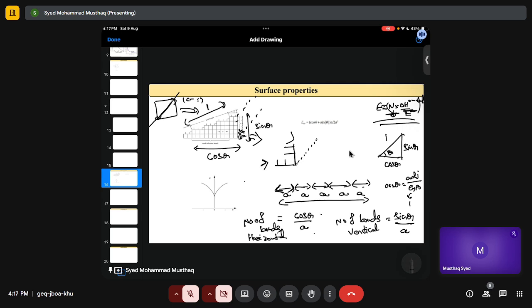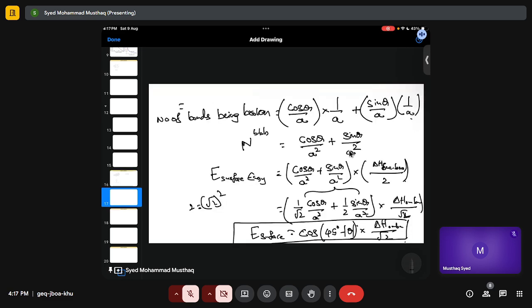And the same goes for the z axis, which is 1 by a. When you combine those two, cos theta by a into 1 by a is cos theta by a square. The same goes for the vertical one, sin theta by a square, times each bond energy.